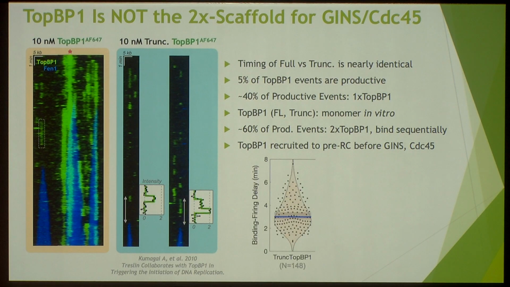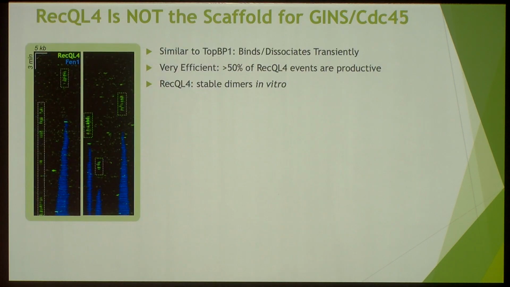So what we did is we measured the time delay between the binding of TOBP1 and the firing of the origin, and we find that on average, it takes about 3 minutes. And when we do the same thing for GINS, we find that the waiting time for GINS is about 2 minutes. So TOBP1 arrives before GINS, therefore it can't be the scaffold for GINS. And we moved on to our next candidate, RECUL4.